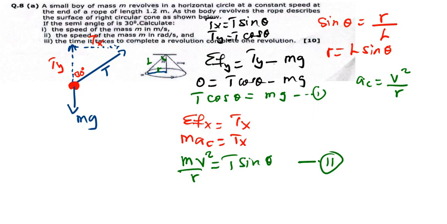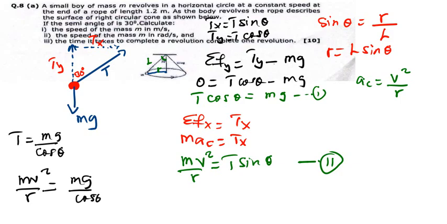So the first equation, I'm going to make tension force the subject of the formula. I'll divide both sides by cos theta, which gives me T being equal to mg divided by cos theta. So in the second equation, where there is T, plug in mg divided by cos theta. So I'll say m v squared divided by r being equal to mg divided by cos theta, times sine theta. So I know that sine theta over cos theta is tan theta.